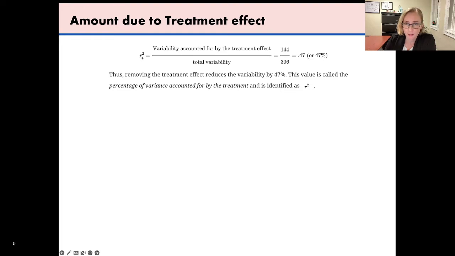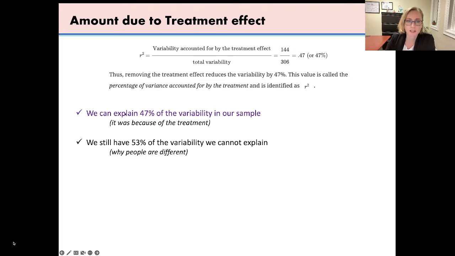The R-square calculation. So this is not Cohen's d. This is going to be a separate way of calculating treatment effect. R-square is a ratio of your variability accounted for by the treatment effect, right? This is the sum of squares that you had removed over the total variability. This is a percentage where we now get 47%. We can explain 47% of the variability in our sample because that was our treatment effect, right?